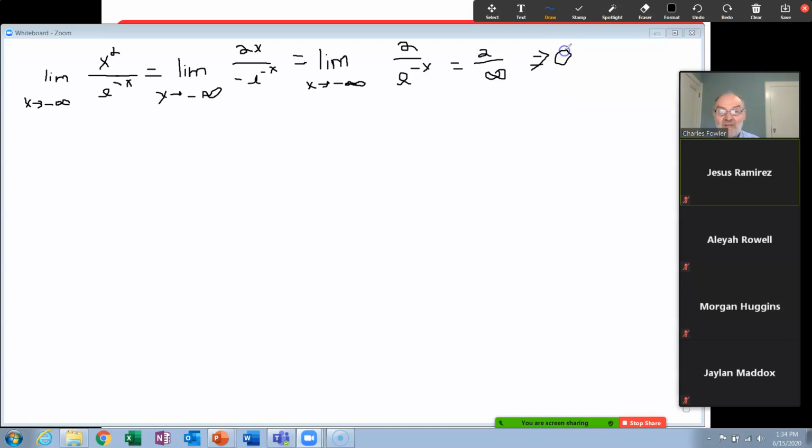Because any little number, 2, 200, 2 million, it doesn't matter, divided by an infinitely large number, ultimately is going to 0. Closer and closer and closer to 0. Okay, that was our example 3, top half of page 348.